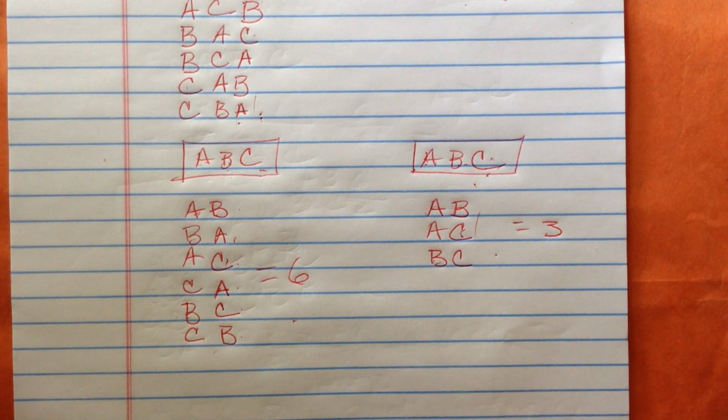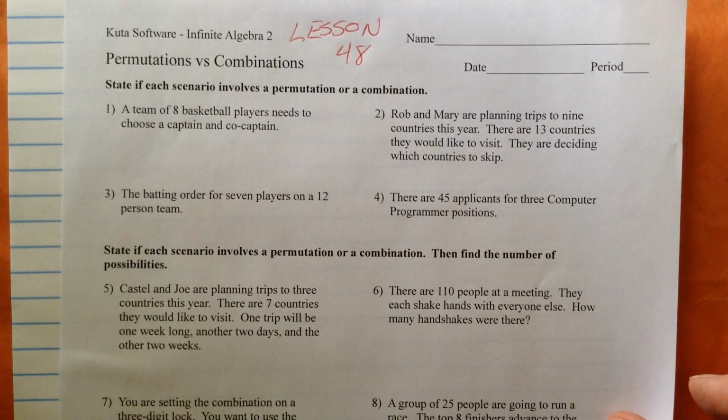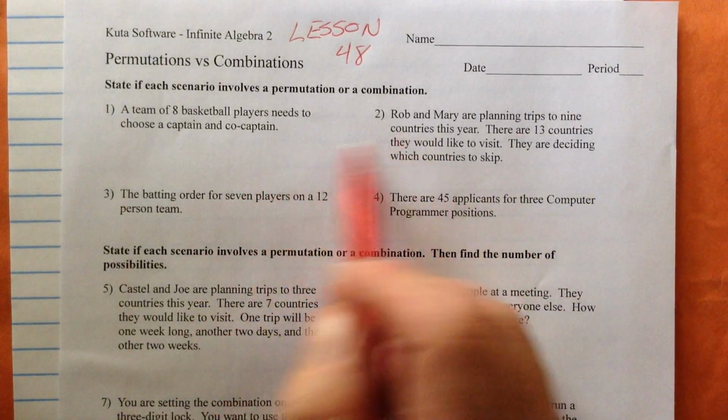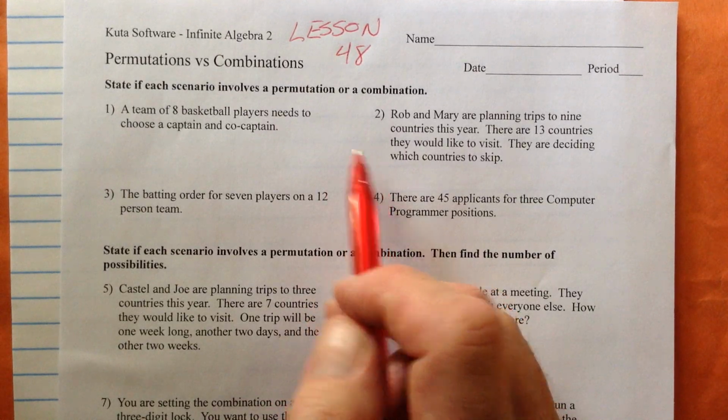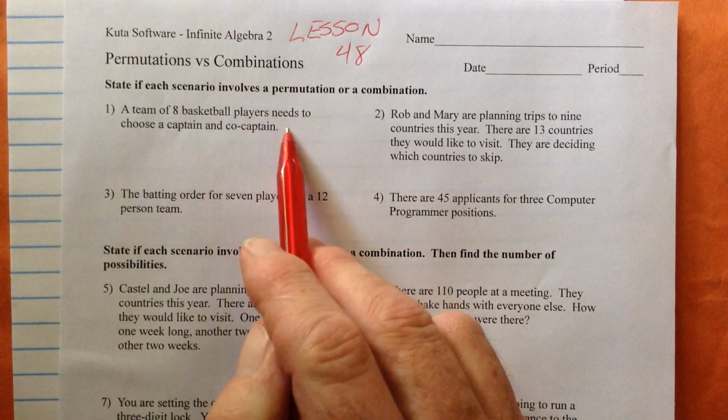Okay, so to that worksheet that's included, this is one that I found online. The first 4 here is just figuring out first, are you trying to figure out the number of permutations or the number of combinations?